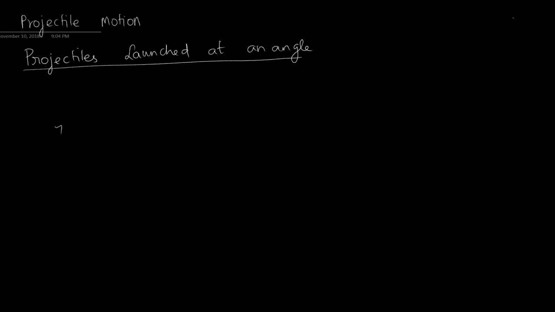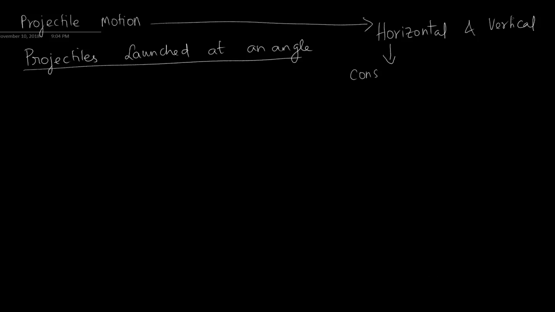In this section of projectile motion, we are going to look at projectiles that are launched at an angle. So recall that projectile motion is always analyzed as horizontal and vertical motion separately. And also recall that horizontally there is no acceleration because there is no force acting on it in the horizontal direction. So it is moving at a constant velocity in the horizontal direction.